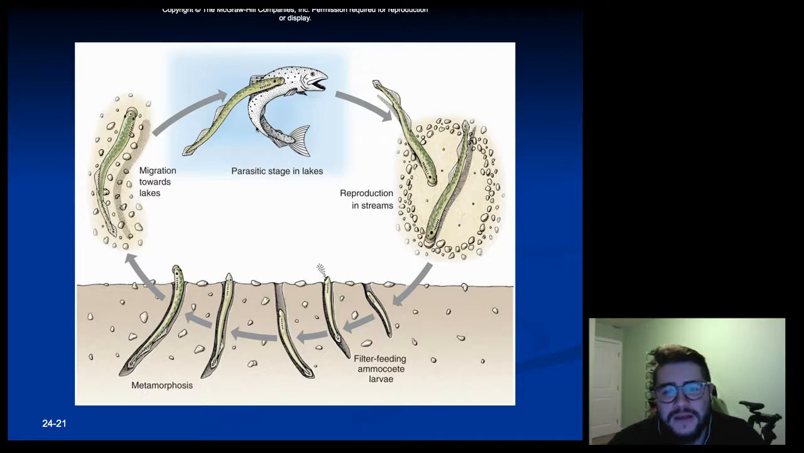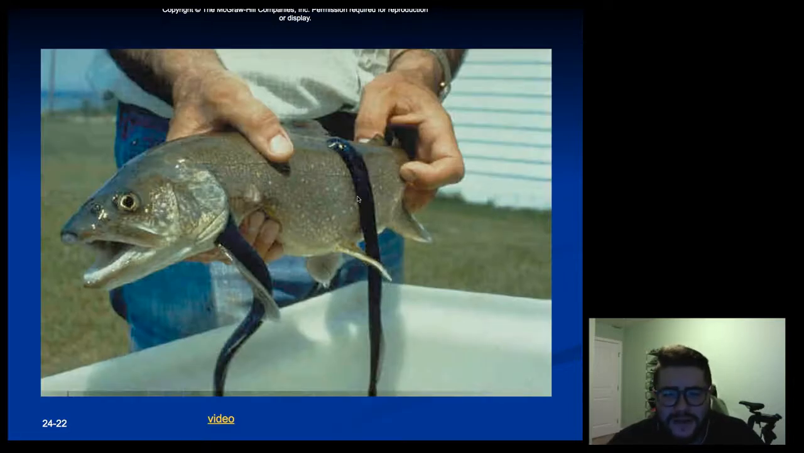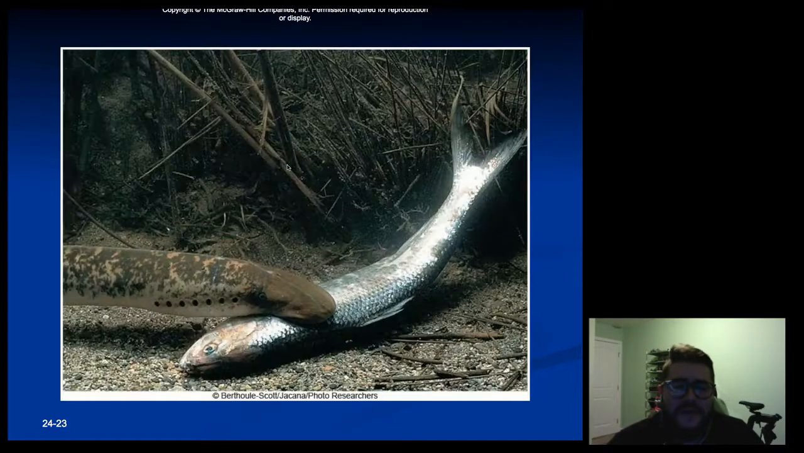And then they live in lakes, parasitizing all of these different large animals that live in there. And you can see just a couple here attached to this other fish. Another example here, this is a pretty large lamprey. You can also see here the gill holes. They're not traditional gill slits like you would see in other fish.